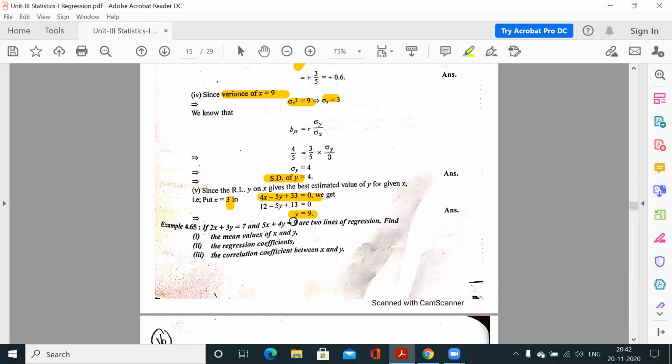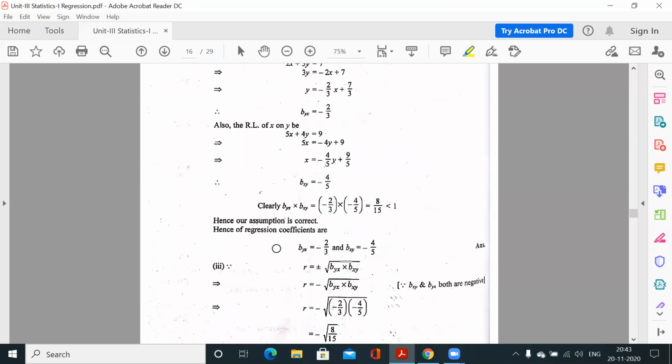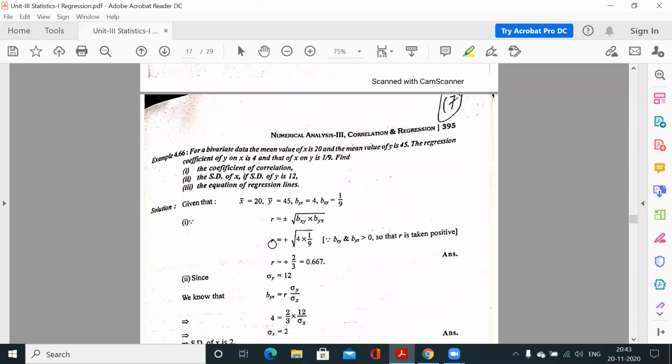I don't think there is any new question. The same type of questions are there: the mean, regression coefficient, correlation coefficient. So you will solve. If you find any difficulty in concept or question, we can discuss in the coming classes.